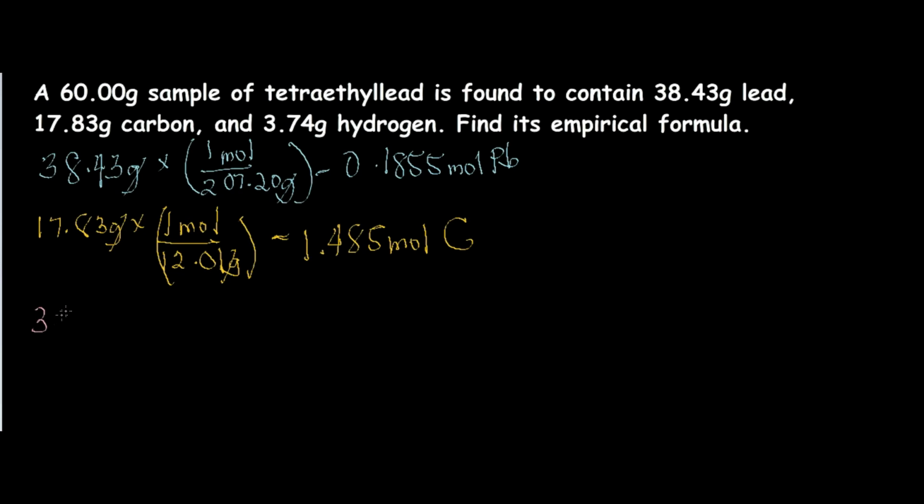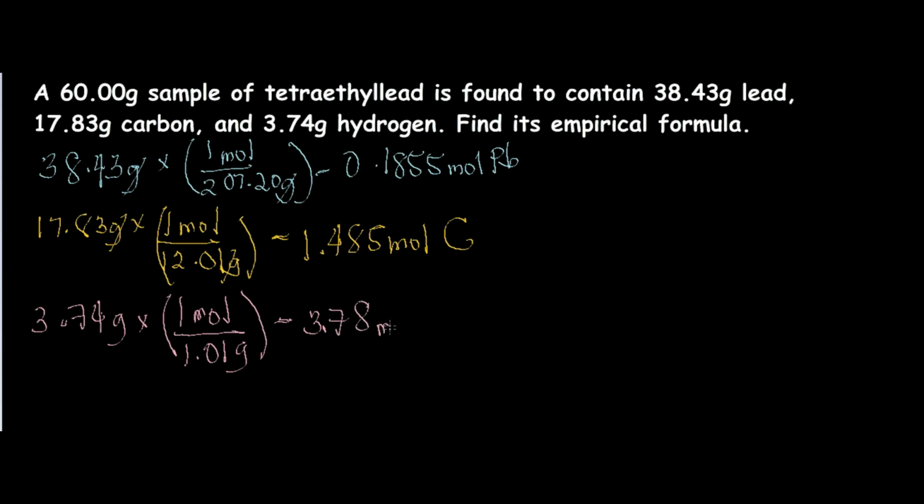Now let's get the number of moles for hydrogen. So 3.74 grams of hydrogen multiplied by its molar mass, we will get 1 mole over 1.01 grams. This will give us 3.70 mole of hydrogen. Okay, so the next step is to divide these moles to the smallest number of mole.